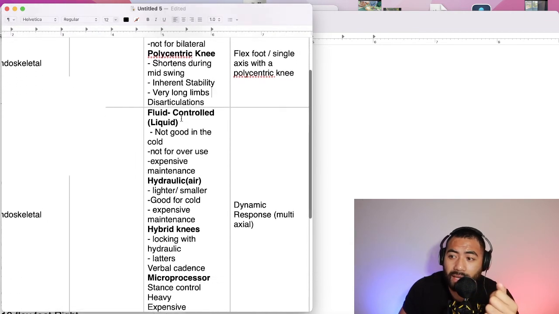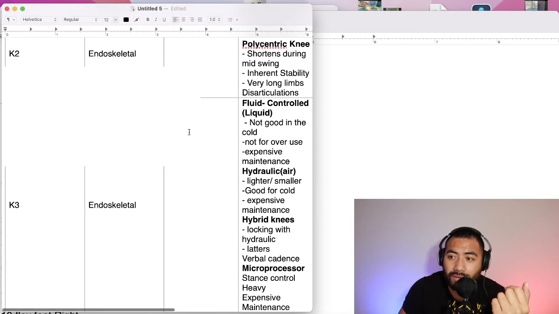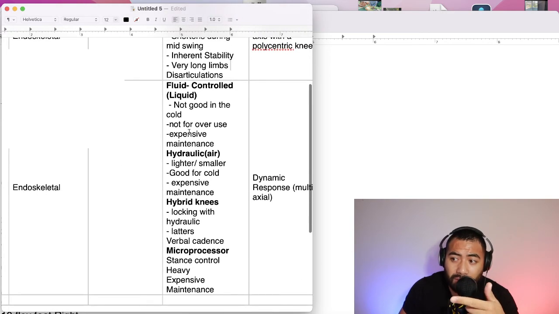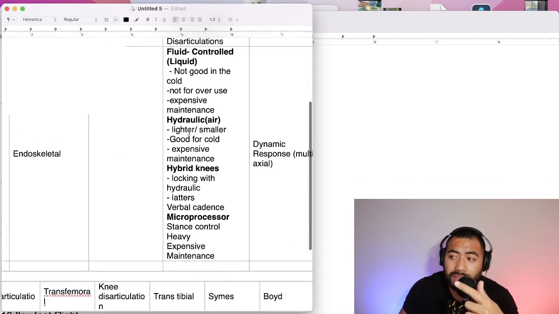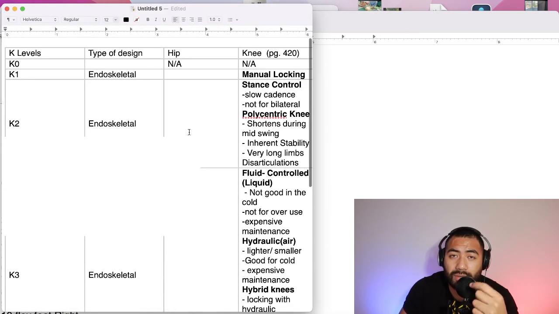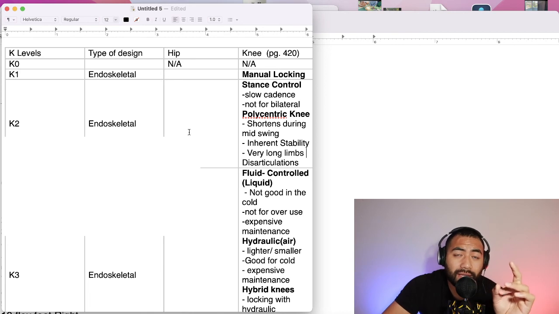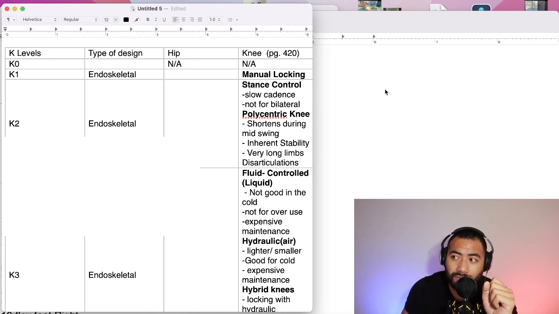And then K3, there's a lot for K3 right here. For K3, you get fluid control, hydraulic knee, microprocessor, and dynamic response. So this entire chart should already be in your mind. You should already have componentry attached to a K level. And of course, you're not just thinking X3 microprocessor for everything.